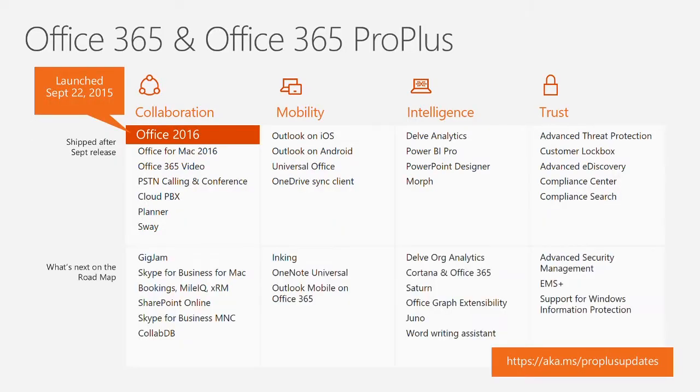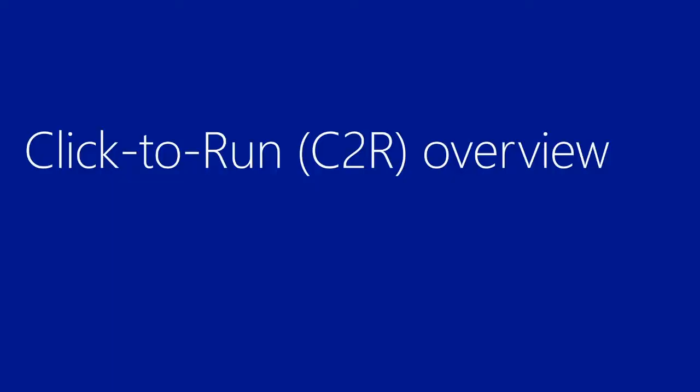So the other advantage that you have on Pro Plus is, you can see down on the bottom here, feature sets that are coming out in the roadmap. So when you go into the roadmap, there's a Pro Plus updates site here. You can go see what the feature sets are around advanced security management, advanced threat protection, things like that. If those are required within a client, Pro Plus is where those feature sets are coming from. So I'll do a Click to Run versus MSI overview.